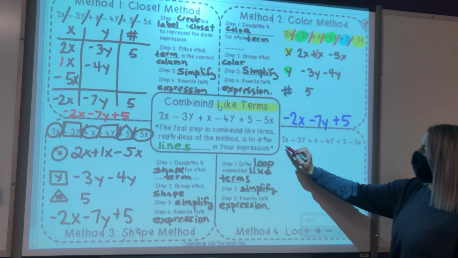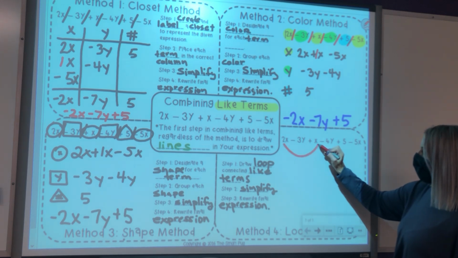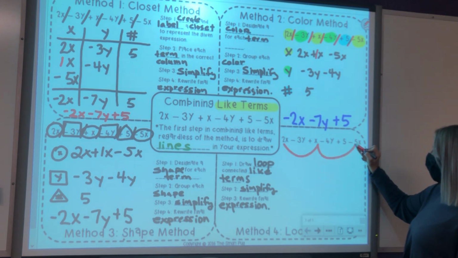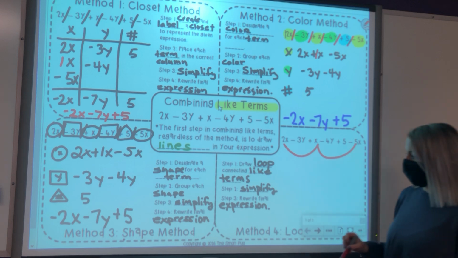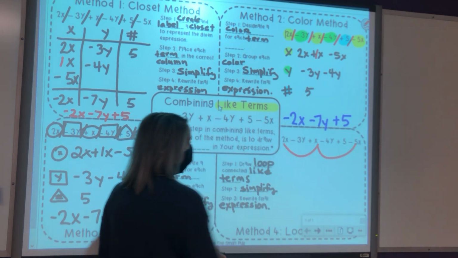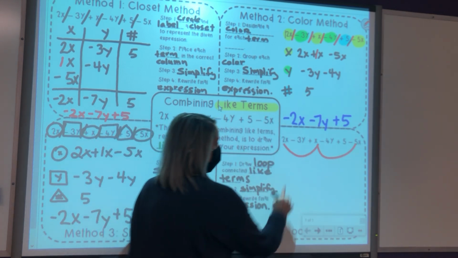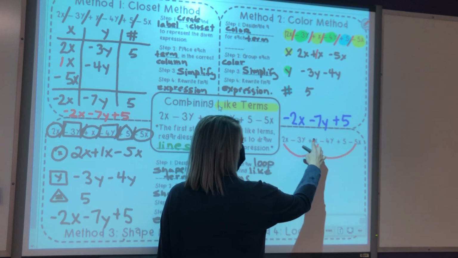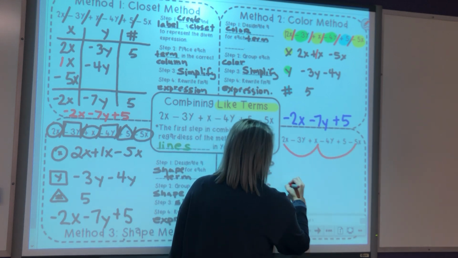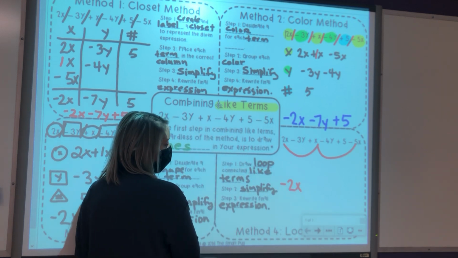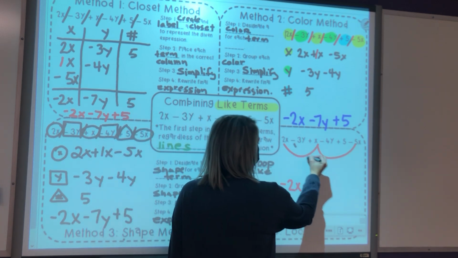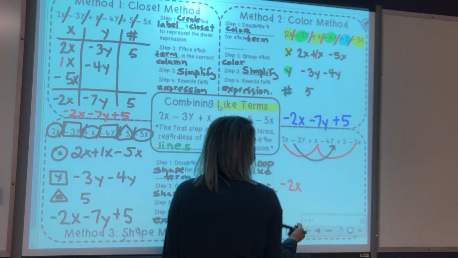So when we loop 2x, x, and negative 5x: 2x plus 1x is 3x, and 3x minus 5x is our negative 2x. And then we loop negative 3 and negative 4y.